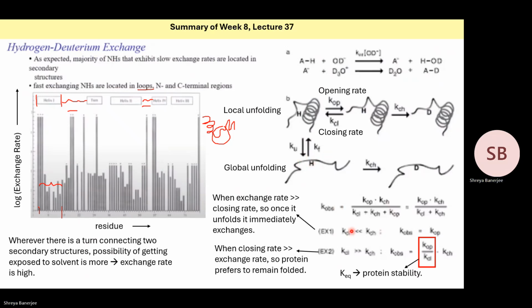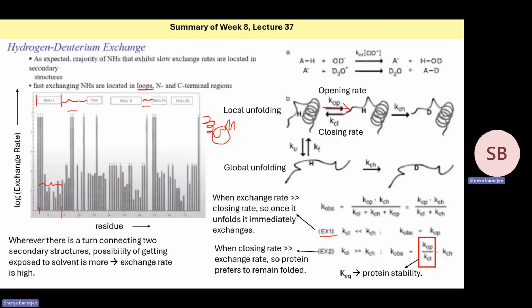Now, for the exchange that can happen, there can be two possibilities. One is that the exchange rate is much greater than the closing rate. So the exchange rate is this one, going from hydrogen to deuterium. If this process is much faster than the reverse process, then once the protein unfolds, immediately it will exchange. It will not go back to the folded protein. So this equilibrium will get pushed in the forward direction. That is one possibility, written as EX1.